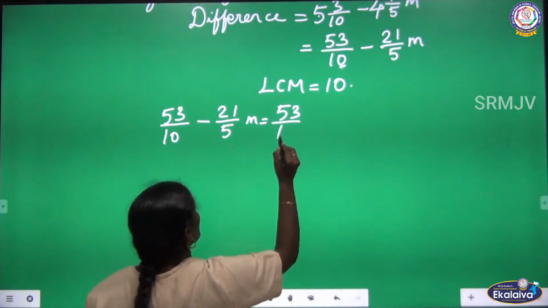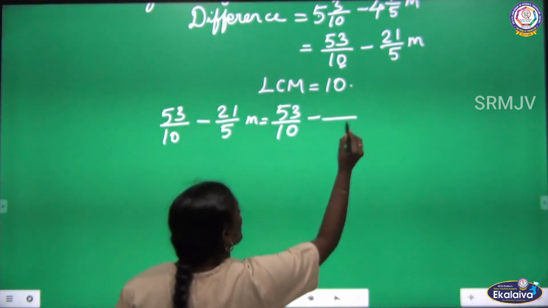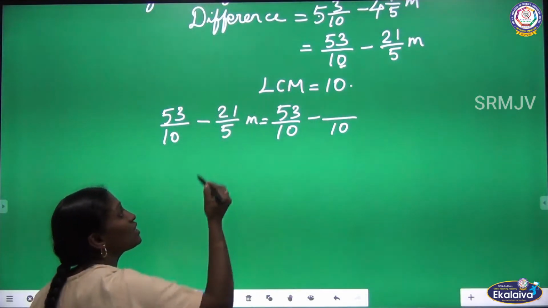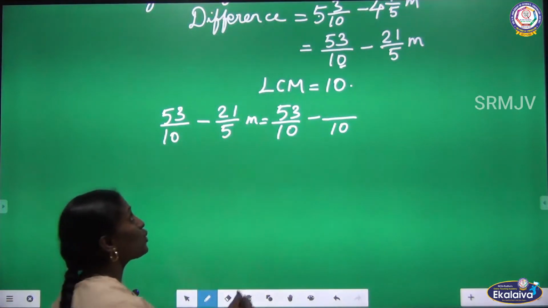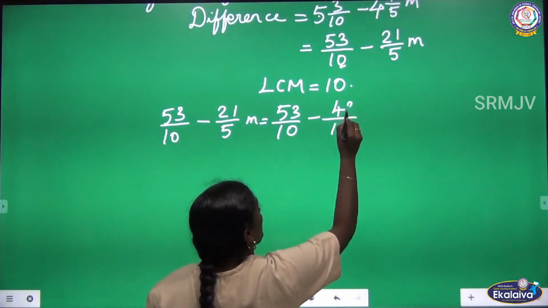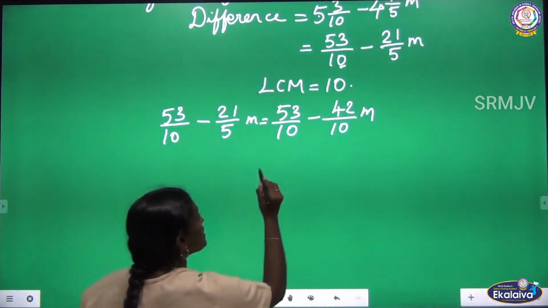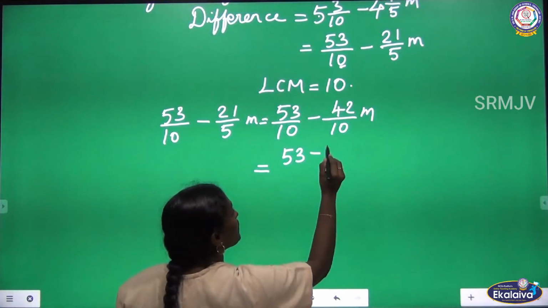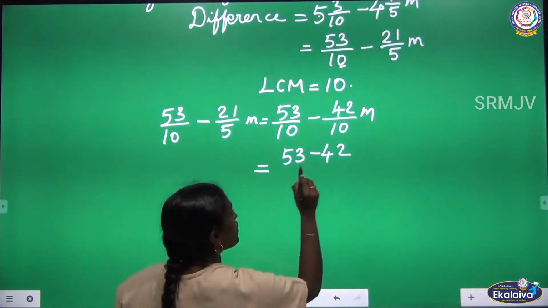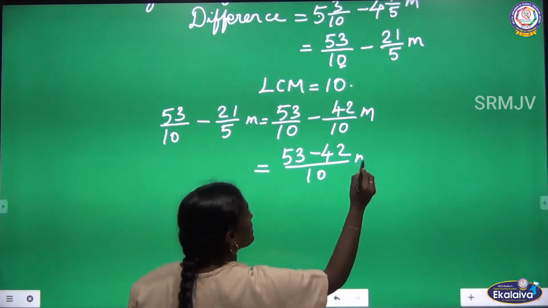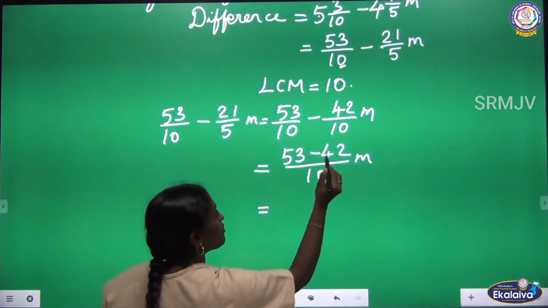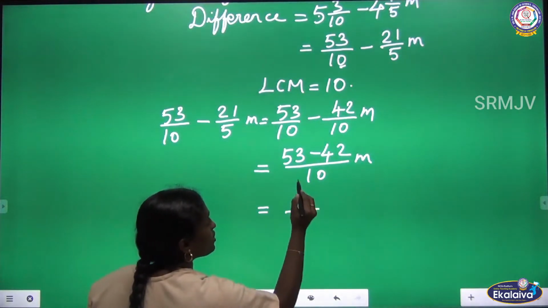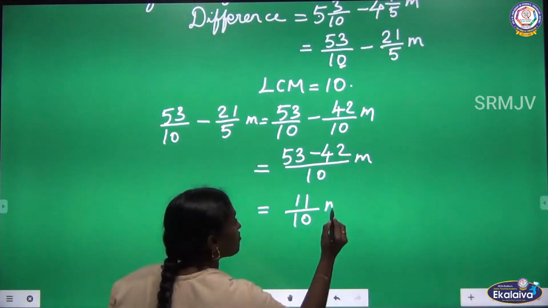So we are going to keep it as it is, minus. In 5 table when will you get 10? 2 times. So we have to multiply the numerator by 2. 21 into 2 we will get 42. Now these two fractions are like fractions. So we can subtract the numerators, 53 minus 42 divided by 10 meter. Here 3 minus 2, 1, 5 minus 4, 1. So we will get 11 by 10 meter.